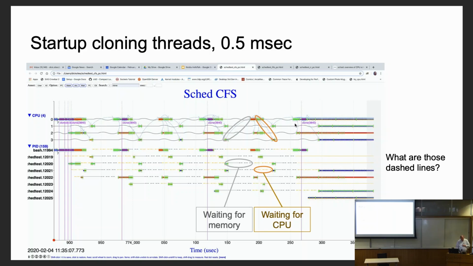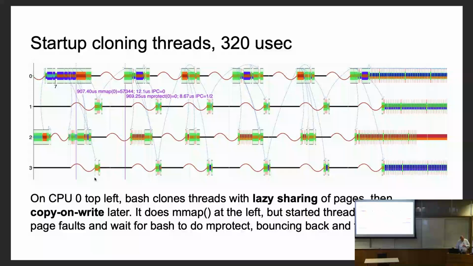Yeah, so what's going on here? I think I have this on the next slide. Yeah, so this is an expansion of that. So what's happening up here is CPU 0 up here on the left clones these other threads with lazy sharing of the pages. Remember, these are child processes sharing memory with the parent process. So the first thing that happens in one of these child processes is it starts executing, and bam, it gets a page fault on this first copy on write. Except that because of the lazy sharing, Bash hasn't actually finished setting up the sharing, but it has a lock. So this first page fault has to wait for Bash to run and get its mprotect system call together and actually get things going. And in the middle of mprotect, that wakes up the guy that back here was waiting, to say, okay, you can go finish your page fault now.